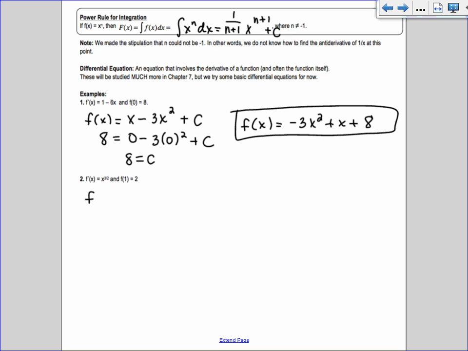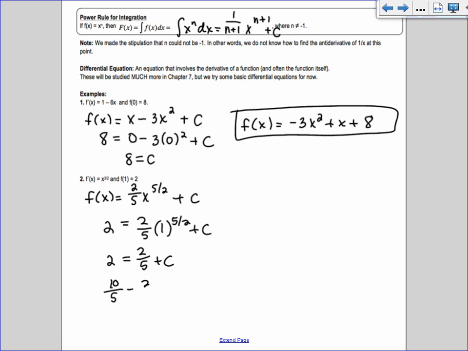All right, so the next one, I have f of x equals x to the 5 over 2. I'm going to have a 2/5 out front. And then I have plus c. So when I plug in 1, I get y equals 2. So I have 2/5 plus c equals 2. So I can rewrite 2 as 10 over 5 and then subtract the 2/5 over. So I get 8/5 equals c. So is all this reviewed? Do you guys remember all this? So I get f of x equals 2/5 x to the 5 over 2 plus 8 over 5.